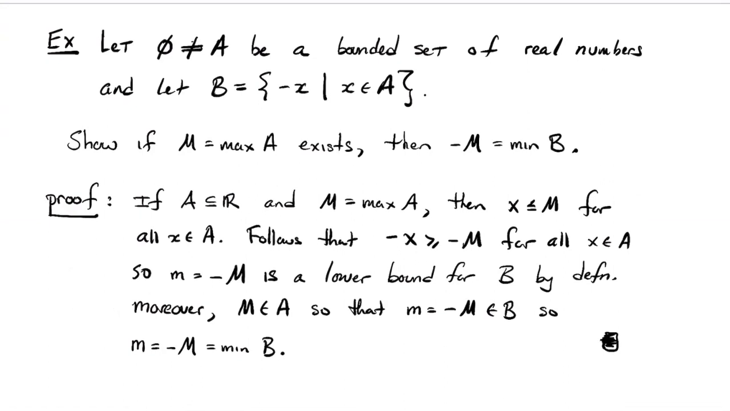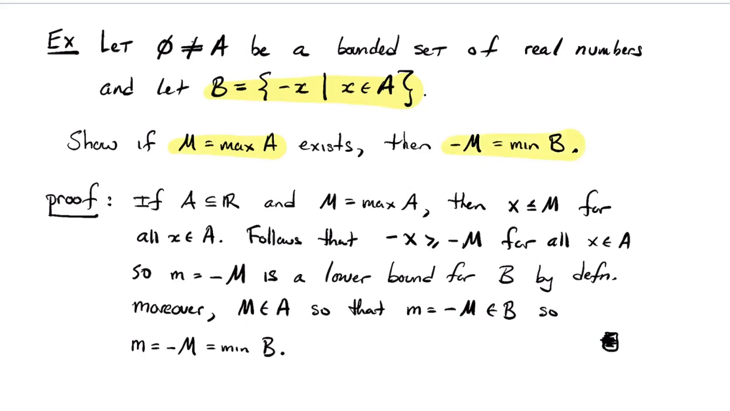Suppose I take a non-empty set A, and it's bounded. So I have a bounded non-empty set of real numbers, and then I define the set B to be the collection of negative x, where x is an element of A. So A is some bounded set of real numbers, and B is the collection of additive inverses, the mirror image of the set, if you like, across 0. So what I'd like to show is that if M is a maximum of A, so it exists and is a real number, then its opposite is a minimum for B.